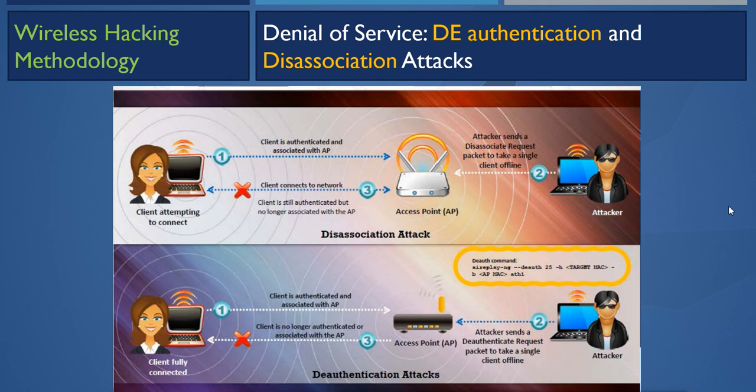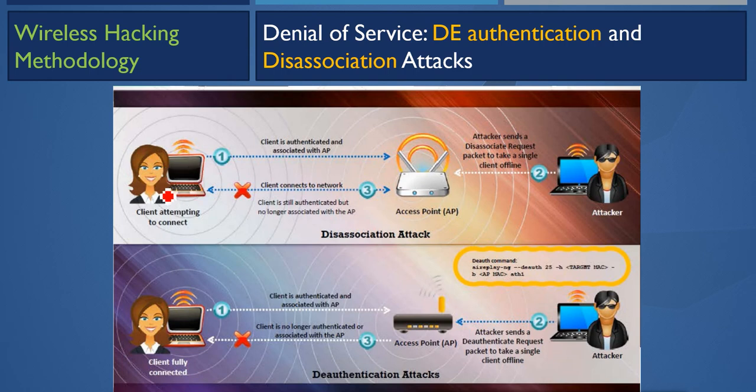So what does it do here? In disassociation, there is an access point and an attacker, and the users are connected to the access point. So the victim client is authenticated and associated with the AP, it is connected now. Then the attacker sends a disassociation request packet to take a single client offline. It will send the request to everyone within the range of the attacker, but it will be accepted by this client.